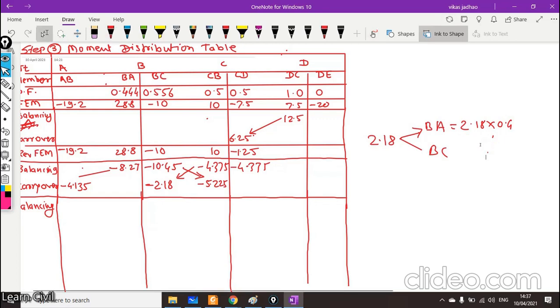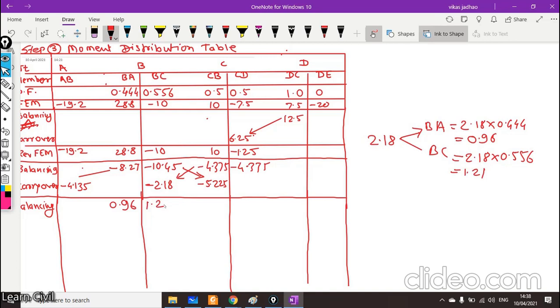So it will be 0.96. Just write down here 0.96. Similarly, BC will be carrying 2.18 into distribution factor for BC, that is 0.556. So this will be equal to 1.21. So here 1.21.